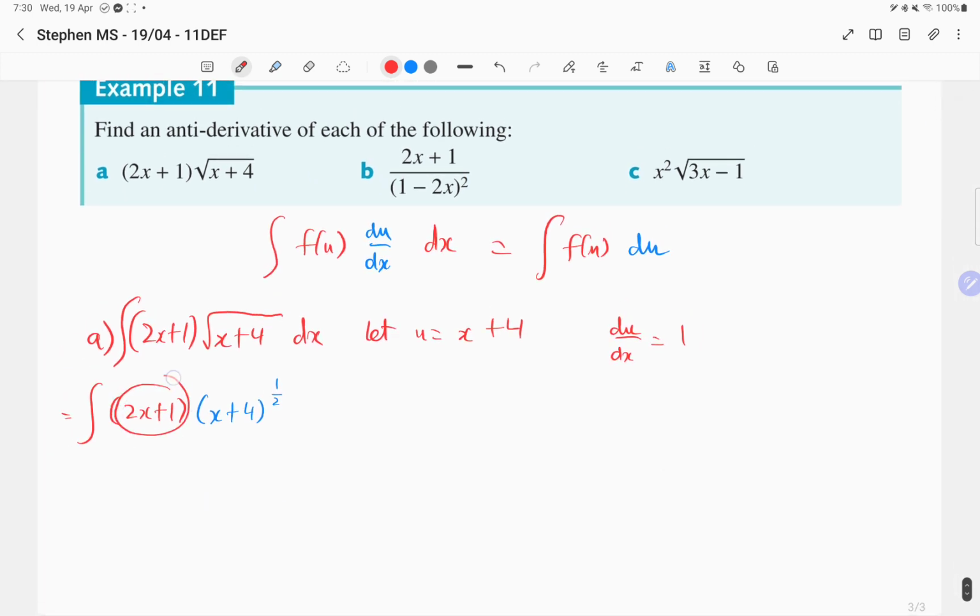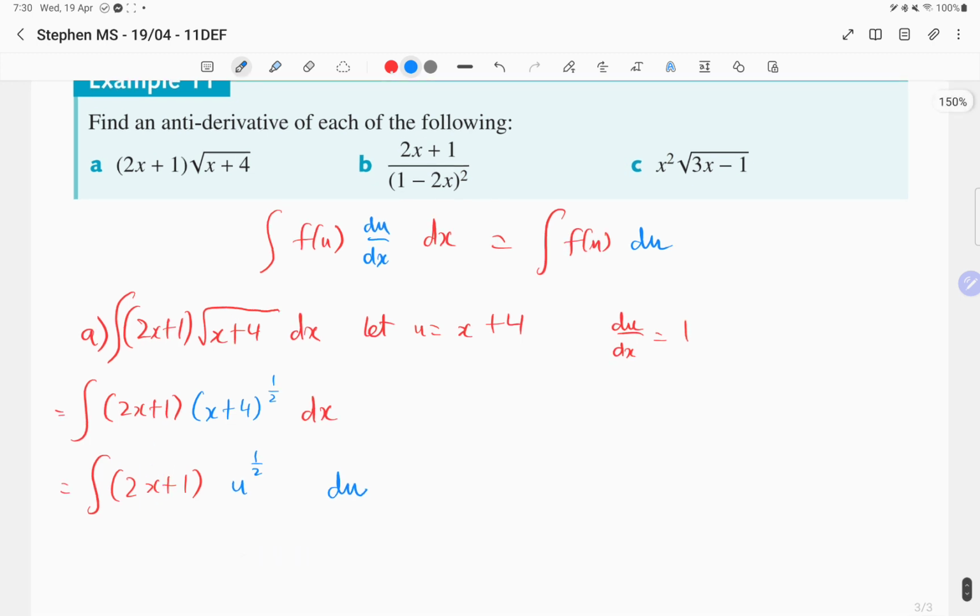If you were to continue, you see that there's a slight difference. Right now, this is still 2x plus 1, and it's dx, but because du over dx is 1, you can just change the dx into du straight away. And this one would be u to the power 1/2. But you can't solve it because there's still an x here. How do we get rid of this x? Well, the idea is you write x in terms of u. So u minus 4 equals x.